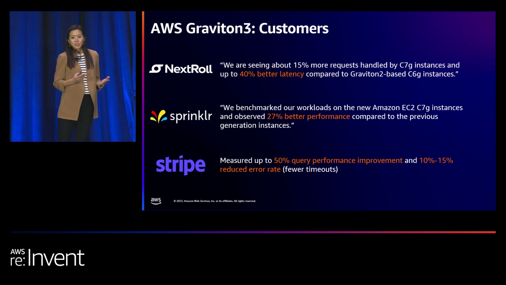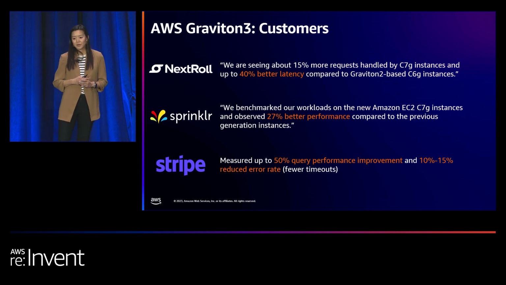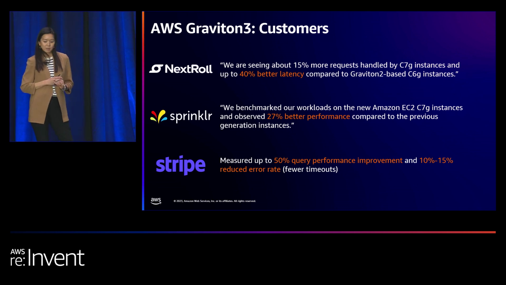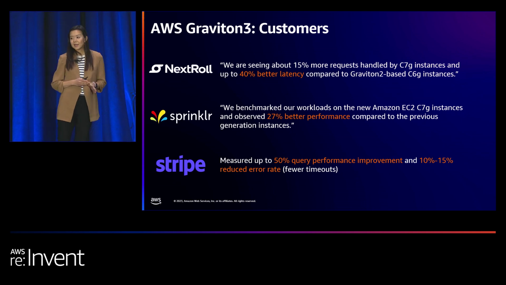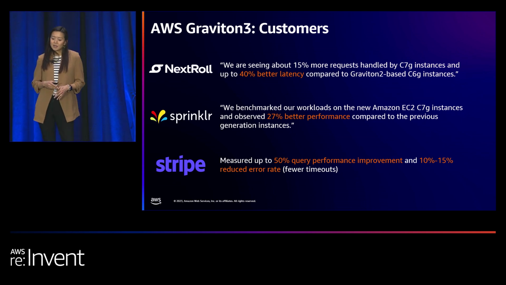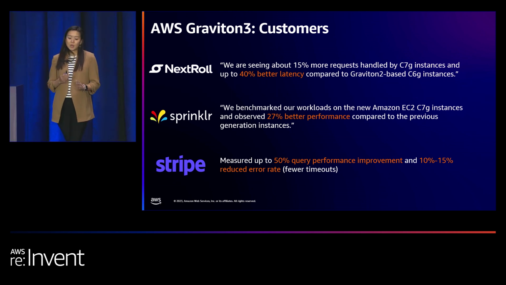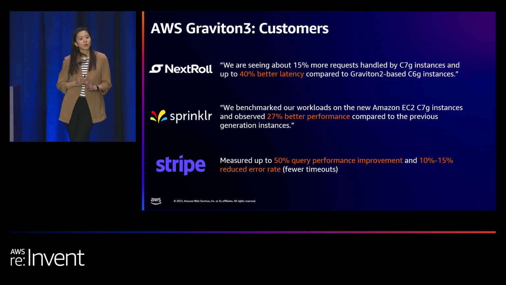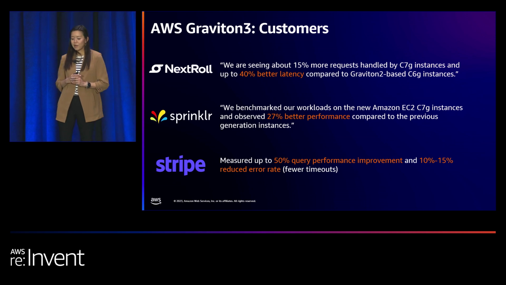Regardless of the workload they choose to run on Graviton, customers are achieving big improvements in terms of performance and cost efficiency. For example, Nextroll, a marketing and data technology company, uses Graviton 3-based instances for their ad servers and Elasticache clusters. They were able to achieve 15% more requests per instance and up to 40% better latency over Graviton 2-based instances.